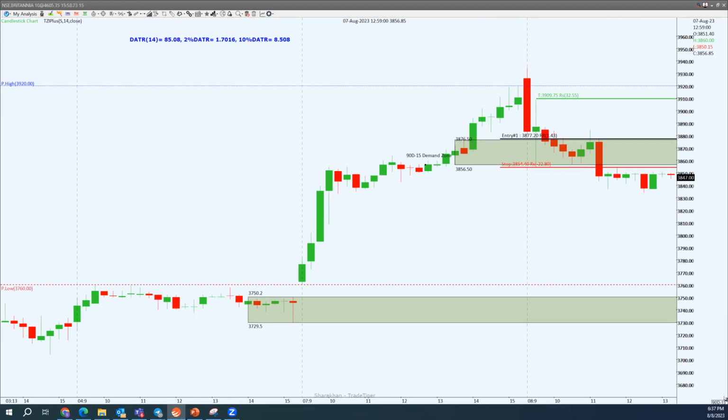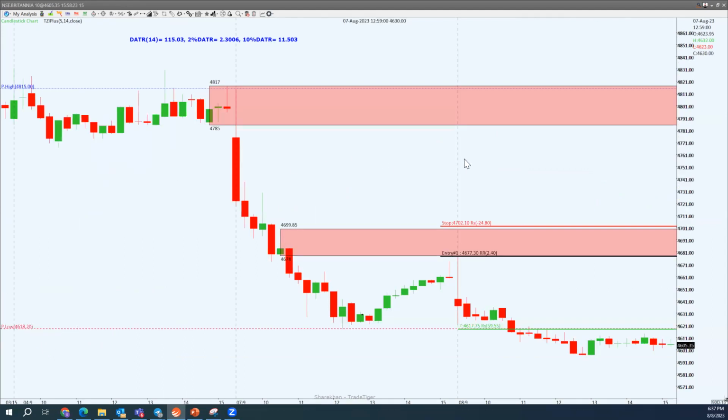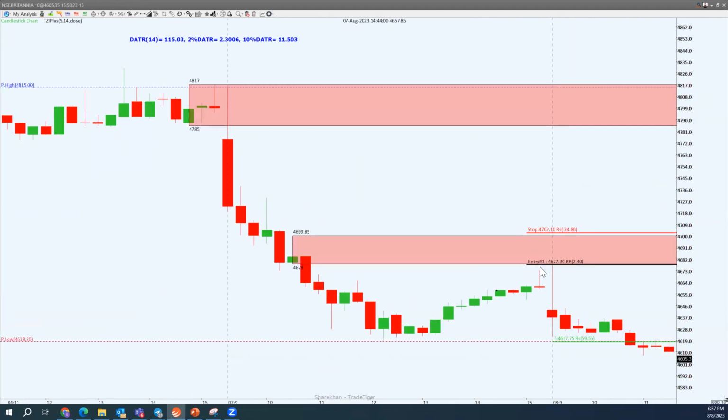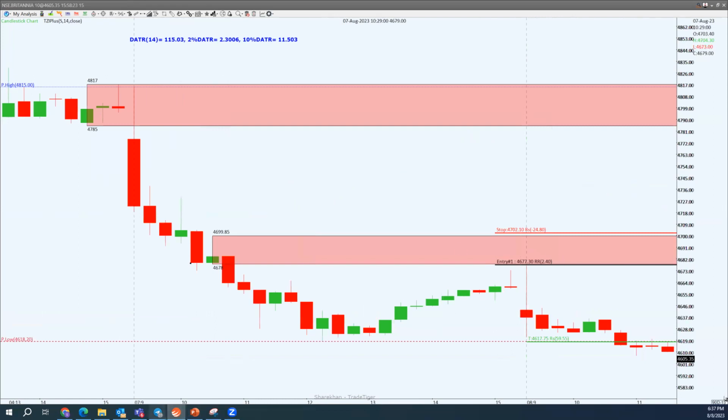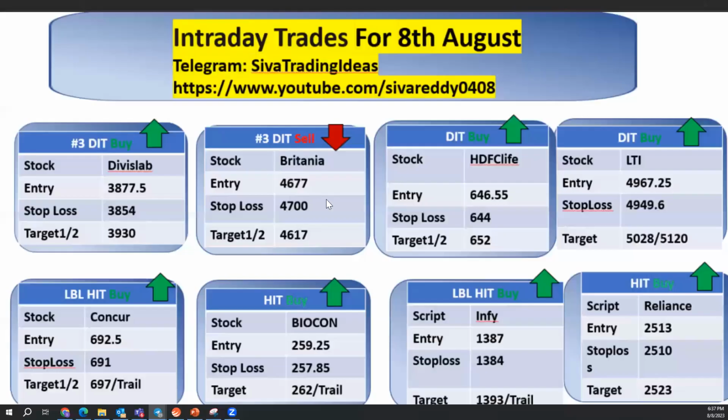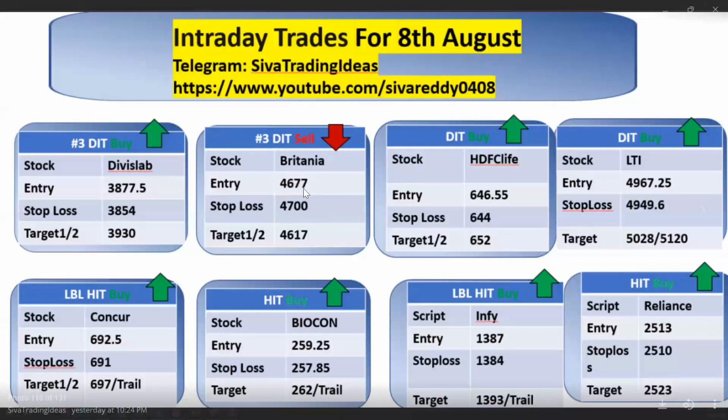And then Britannia. In Britannia, we planned a short trade. We wanted to go short here around this supply area. All these levels, we planned everything before the market. When it goes close to this 4677, that is where we wanted to go short with this stop loss, and this is our planned target.